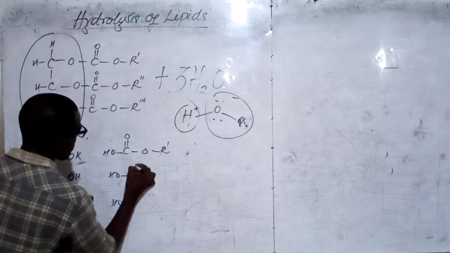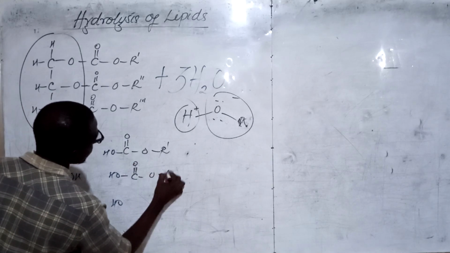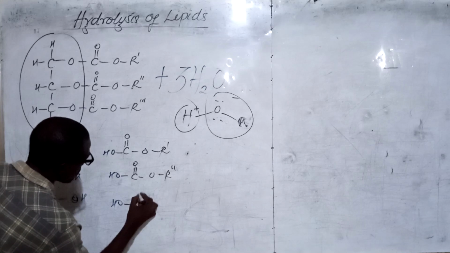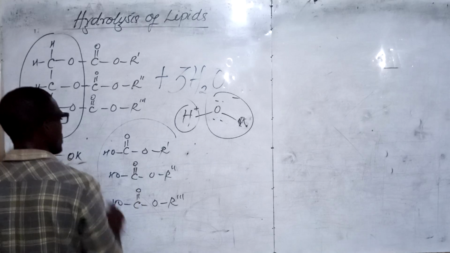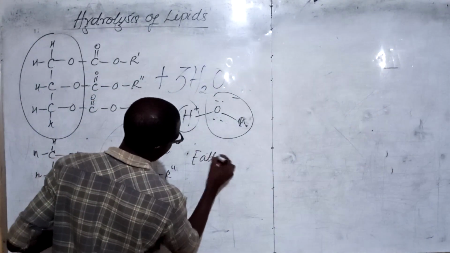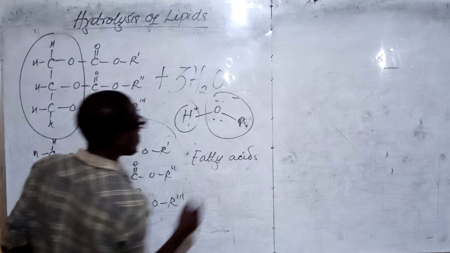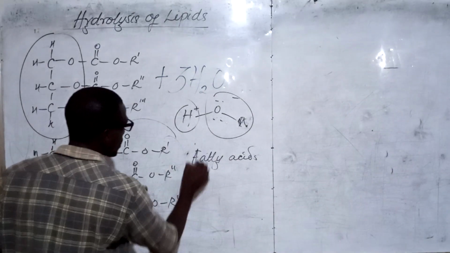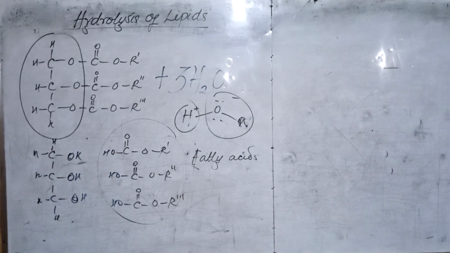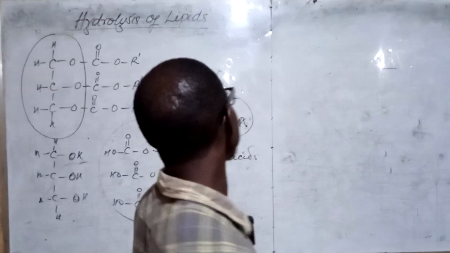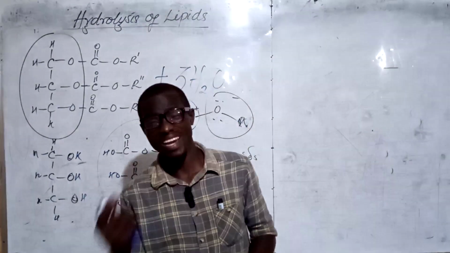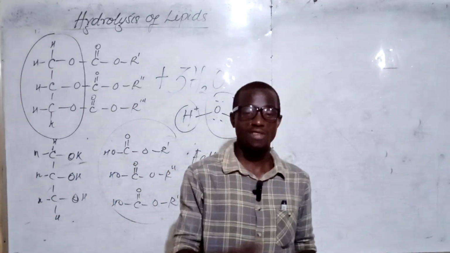So we have the carboxyl group. So we have CO R prime prime and C double bond O R prime prime prime. So there are 3 fatty acids. And you know fatty acids are actually the main products of fat and oil. And then we have the glycerol backbone. So this is all about the cleavage of lipids into fatty acids.